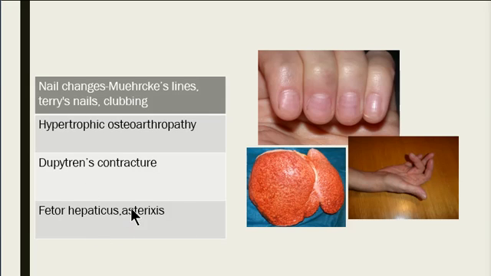Apart from that, we have some known outcomes, which are fetor hepaticus and asterixis. Now, fetor hepaticus is basically a musty breath odor, and this is the result of increased dimethyl sulfide in the breath. Then we have asterixis, and as I told you when we were discussing hepatic encephalopathy, this is one of the things that we observe. So here, when the hand is outstretched, there's a bilateral asynchronous flapping. Okay, so it's sort of flapping, and that is a sign of hepatic encephalopathy.